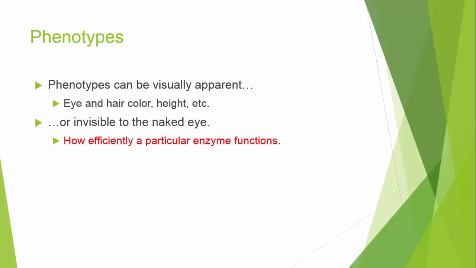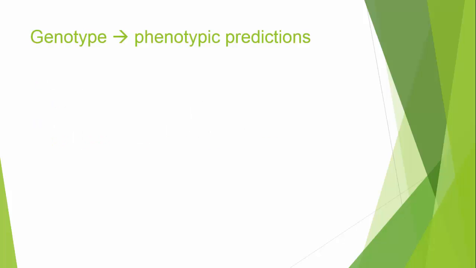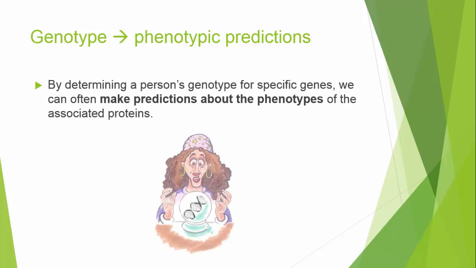For example, how efficiently a particular enzyme functions, and that's going to be one that we're particularly interested in with pharmacogenetic testing. But that raises a really important question. How do we measure traits that we can't actually see? Well, this is where genetic testing is such a powerful tool. Just by determining a person's genotype for certain genes, we can often make very accurate predictions about the resulting phenotypes. In fact, that's the basis of pharmacogenetic testing.